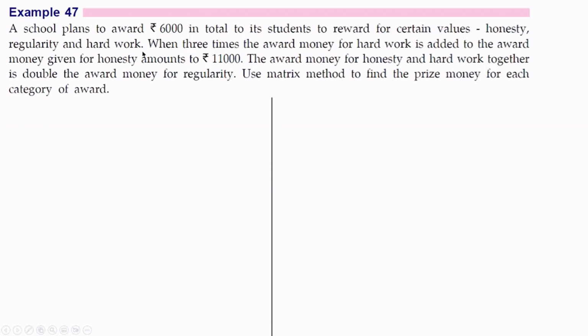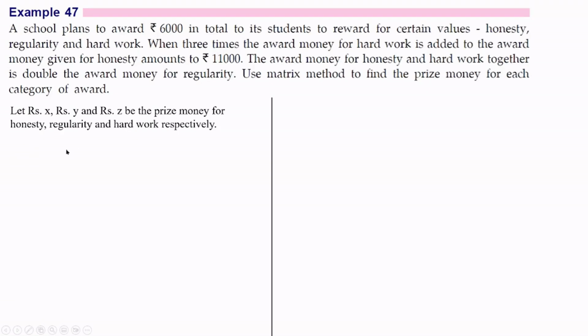So here we have a school which plans to reward rupees 6,000 in total for 3 things: honesty, regularity and hard work, and they have some conditions which are given. So let rupees x, rupees y and rupees z be the prize money for honesty, regularity and hard work respectively. Here it is given a total of rupees 6,000 will be awarded for these 3 things.